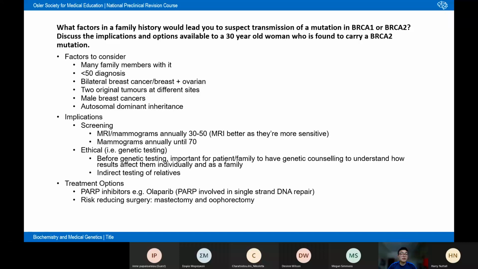So in terms of the factors we'd consider, we'd want to consider if there are perhaps many family members with it, if there are family members who've been diagnosed under the age of 50, if there are family members with bilateral breast cancer or also breast and ovarian cancer, more than 2 original tumours at different sites, if there are males with breast cancer, and if there's an overall autosomal dominant inheritance pattern. And so these would all lead us to think that there might be some sort of family history of transmission of BRCA1 or BRCA2 mutations.